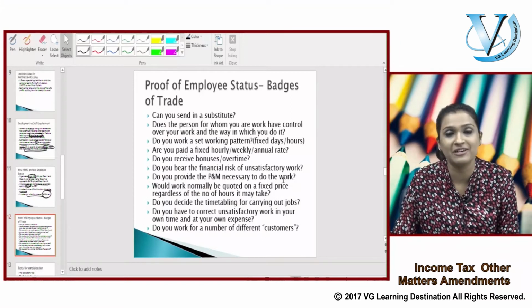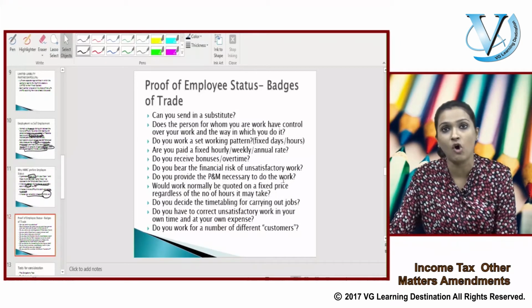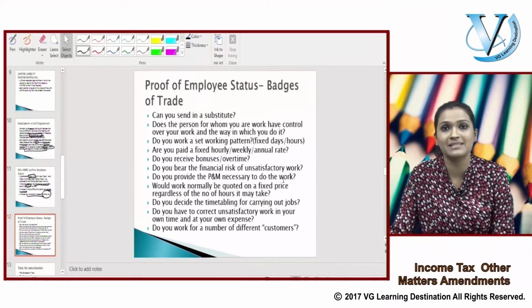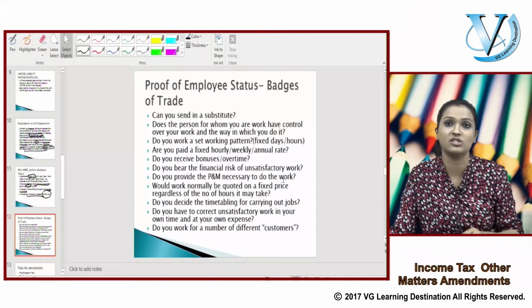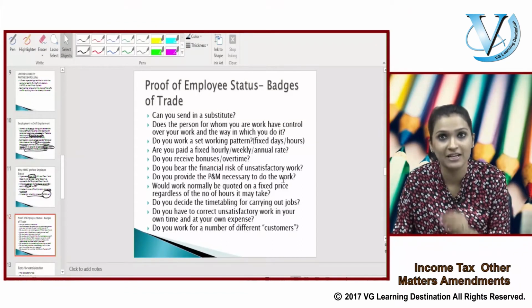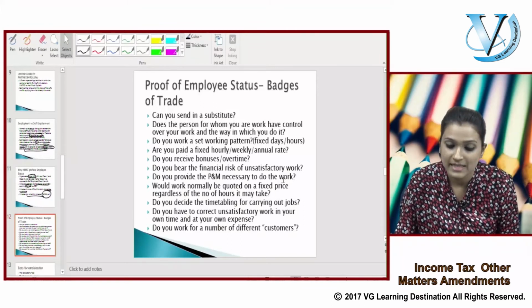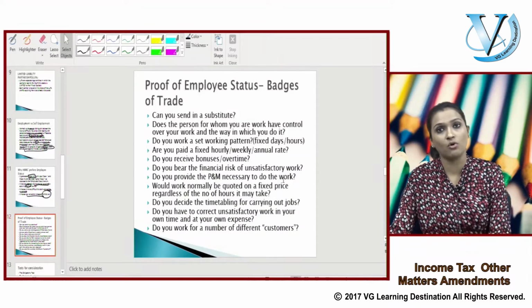Most probably, definitely, there is a fixed remuneration for employees. Now, on the other hand, a self-employed person may not have a fixed remuneration which they are going to definitely withdraw on a per hourly basis. What else? Do you receive bonuses or overtime?